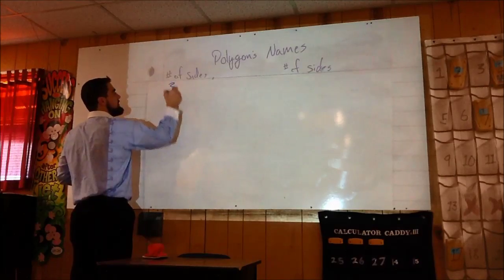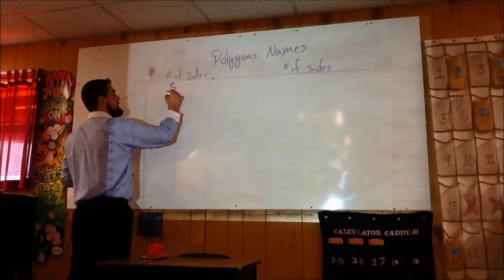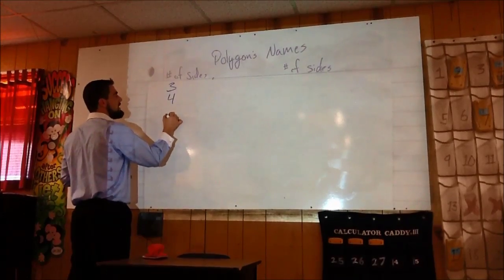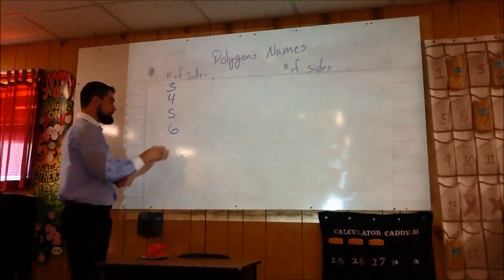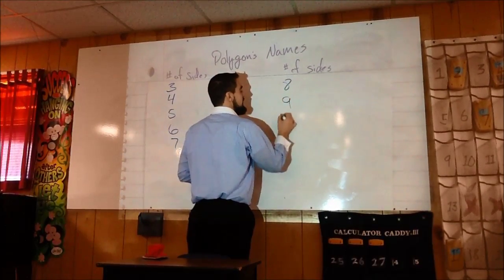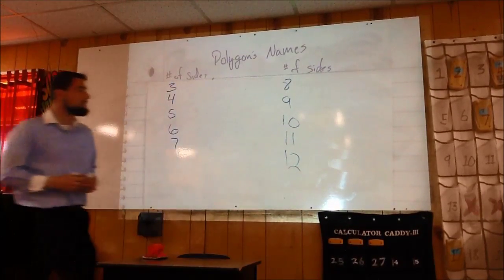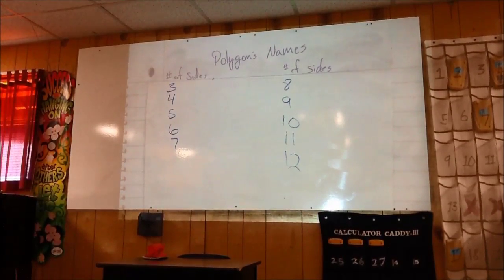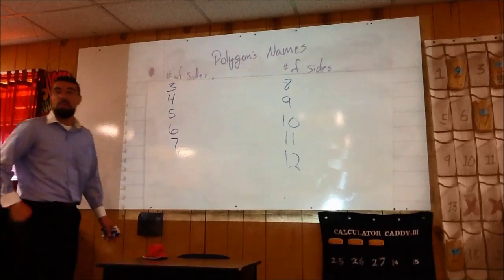And so what I want you to do is go ahead and list off, this is going to be number of sides. You need to write that. Number of sides. We're going to talk about a 3-sided polygon, a 4-sided polygon, 5 and 6, 7, 8, 9, 10, 11, and also 12. Okay, so we need to know the number of sides and what we call that type of polygon.